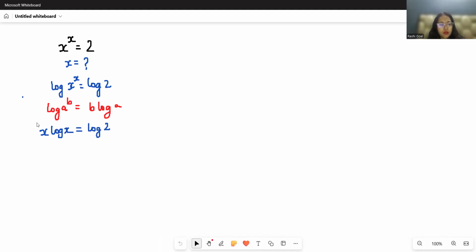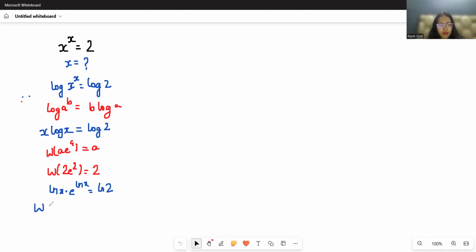Now I'm going to use the Lambert W function, which says that W of a e power a is equal to a. For example, W of 2e power 2 is equal to 2. So let's apply this. It becomes log x times e power log x equals log 2.